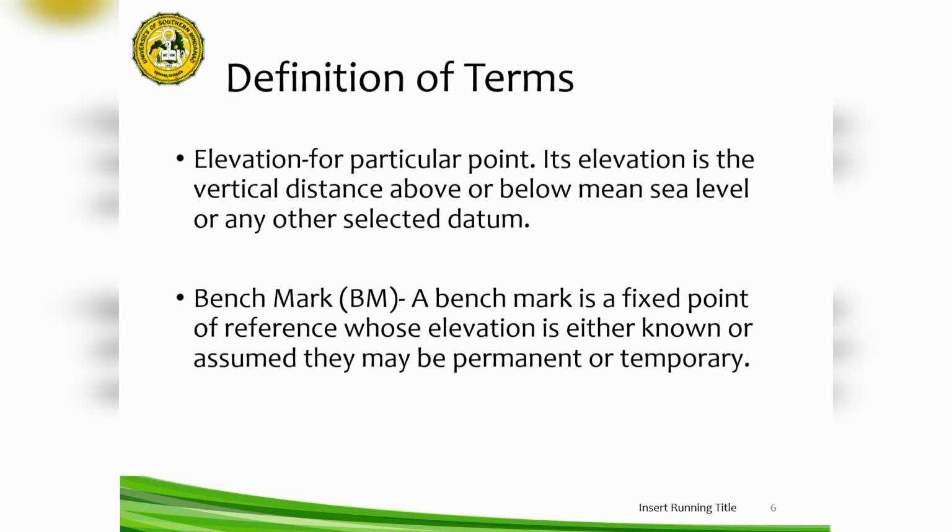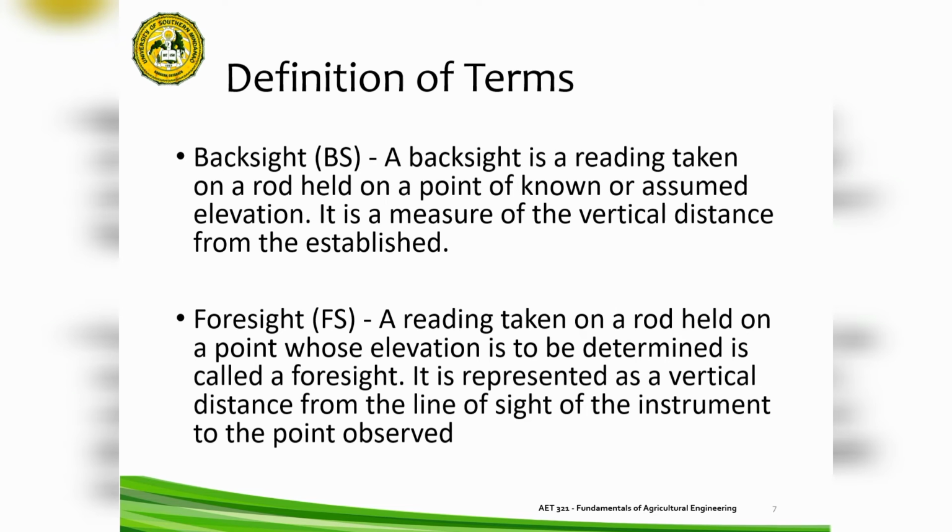Definition of terms. Elevation. For a particular point, its elevation is the vertical distance above or below mean sea level or any other selected datum. Benchmark. A benchmark is a fixed point of reference whose elevation is either known or assumed, and they may be permanent or temporary. Backsight.